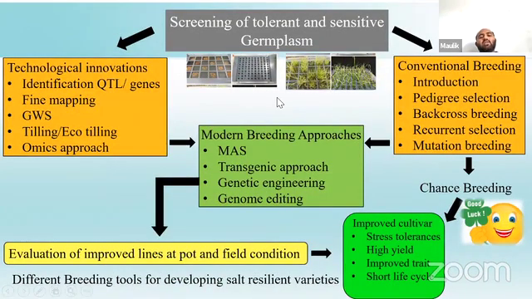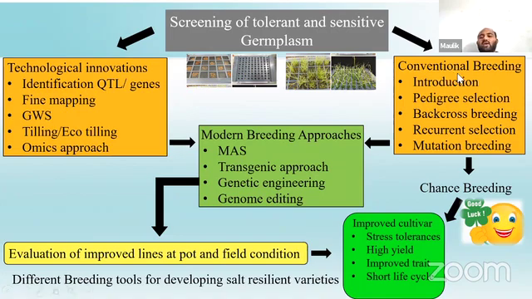So these are the various breeding tools for developing salt tolerant varieties. First, screening of tolerant and sensitive germplasm. Without natural variability or germplasm, we can't start our precise breeding program. Variability is a must before starting any breeding program. Germplasm includes wild rice, some elite material, landraces, modern varieties, and local varieties, which are the source of genes that govern salt tolerance.